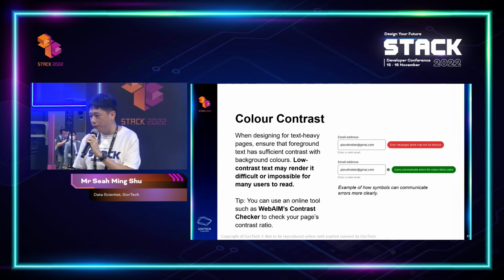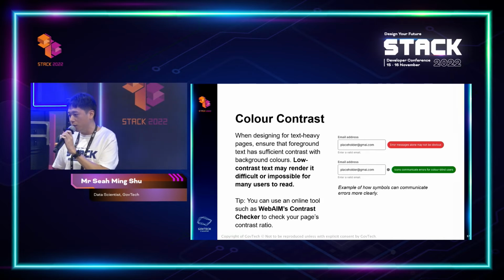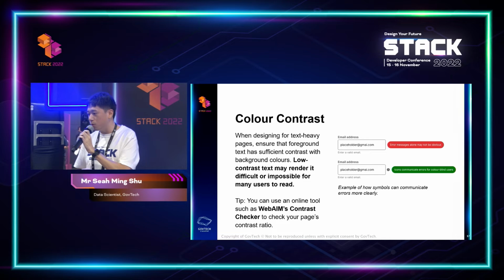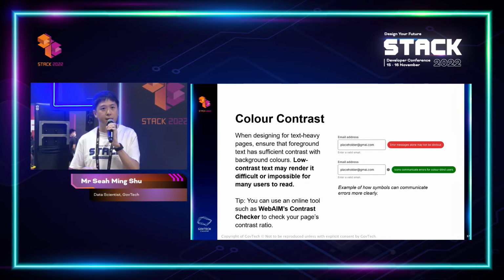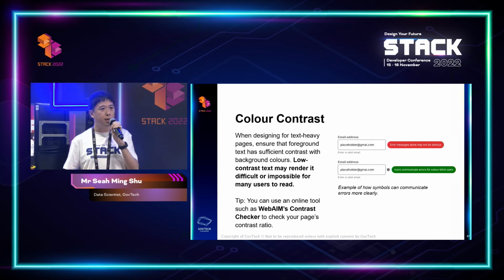First of all, for color contrast, this check observes whether there's sufficient contrast ratio between the background and foreground colors. So color plays an important role for your website's accessibility. When you design text-heavy pages, you must ensure that the foreground text has sufficient contrast with the background colors. And low contrast text makes it difficult or impossible for many users to read.